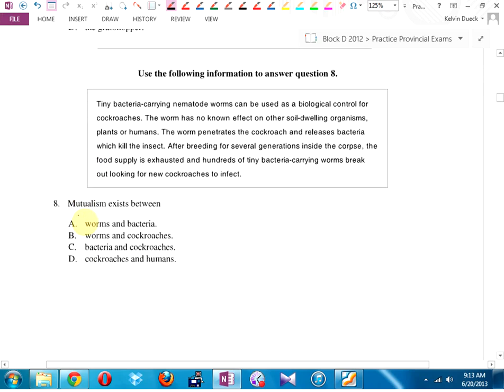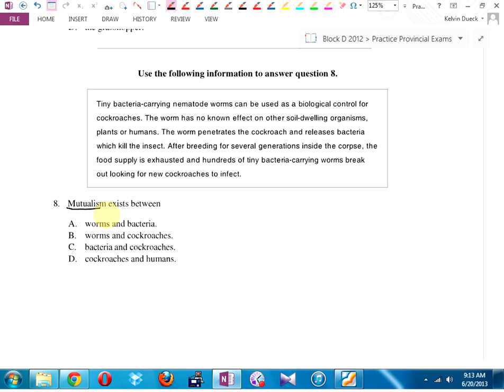Use the following information to answer question 8. We're talking about mutualism. Mutualism is when both organisms benefit. So let's read. Tiny bacteria-carrying worms can be used as a biological control for cockroaches. The worm has no known effect on other soil-dwelling organisms, plants, or humans. The worm penetrates the cockroach and releases bacteria to kill the insect. After breeding for several generations inside the corpse, the food supply is exhausted, and hundreds of tiny bacteria-carrying worms break out looking for new cockroaches to infect.